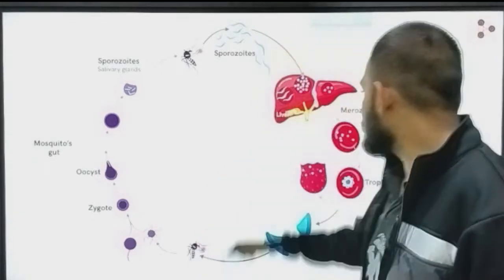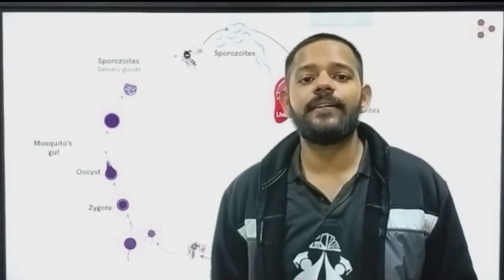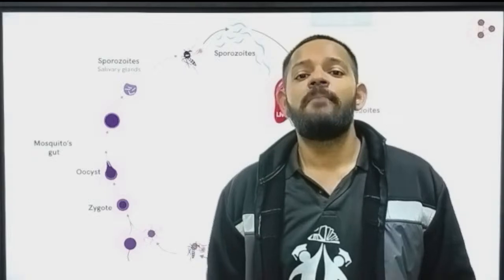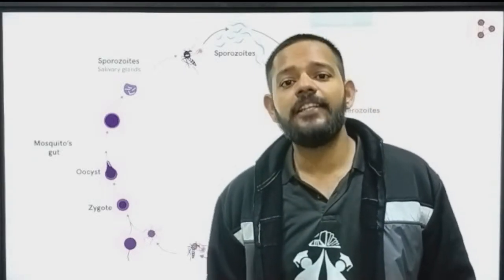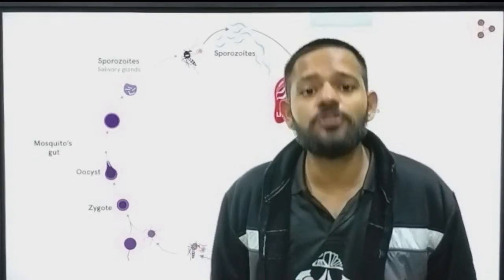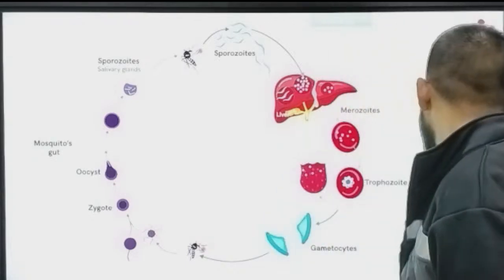That's how the life cycle of the malarial parasite completes in two hosts, that is the primary host, the female Anopheles mosquito, and the secondary host, the human being. Okay, that is mosquito.